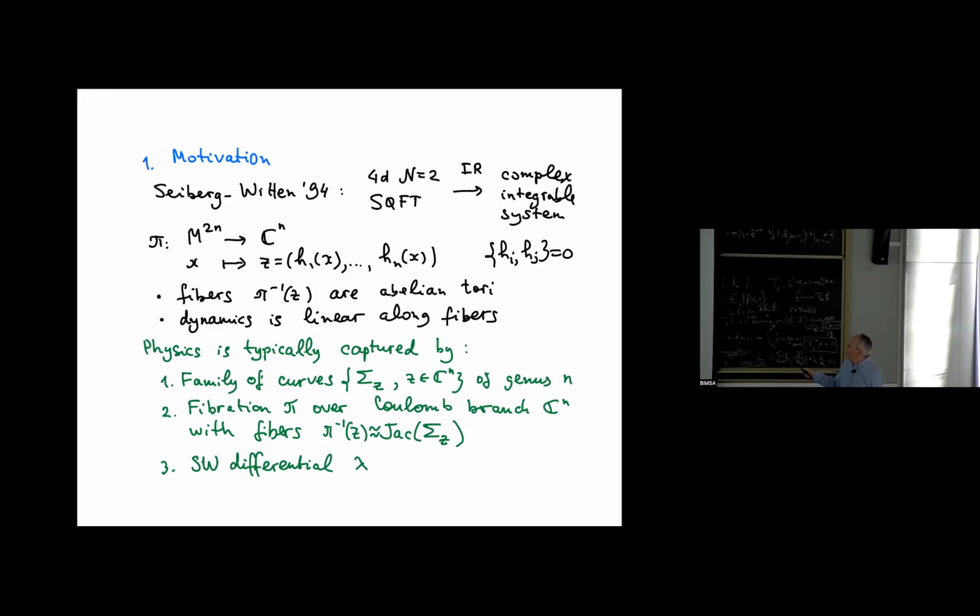So the Hamiltonians are in involution. And this is not enough to call this an integrable system. In the real case, there is a well-known Liouville-Arnold theorem, which tells you that that's all you need. But here you need to require separately that all the fibers of this map pi are abelian tori, and the Hamiltonian dynamics for each of the Hamiltonians is linearizable on these tori. So the dynamics is linear along fibers. And this is by no means automatic.